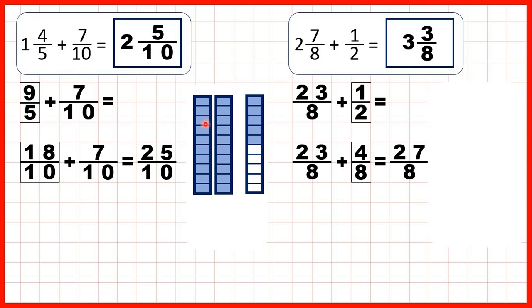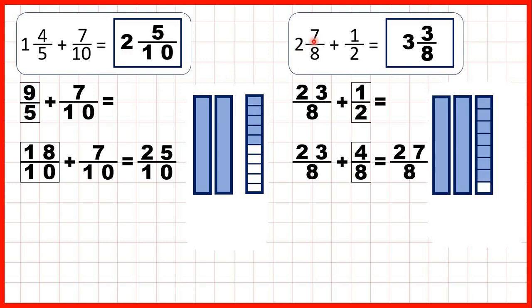And then we turned that back into a mixed number, because 25 divided by 10 is 2 remainder 5, so that's 2 5/10. Then we had 2 7/8, and we were adding 1/2. 2 7/8 is the same as 23/8, and 1/2 is the same as 4/8. So when we put that together, we get 27/8, but we turned that back into a mixed number by dividing 27 by 8. That's 3 remainder 3, so our answer is 3 3/8.